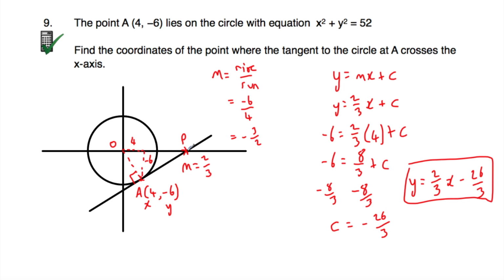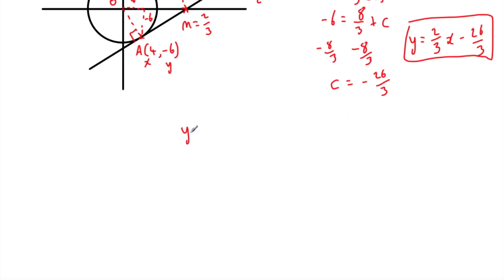To find where a line crosses the x-axis, you know that y is equal to 0. The height is equal to 0. So if we let y equal 0, we'll find where that line crosses the x-axis. If we substitute 0 here, we're going to get 0 is equal to 2/3 x minus 26/3. So let's solve this equation.